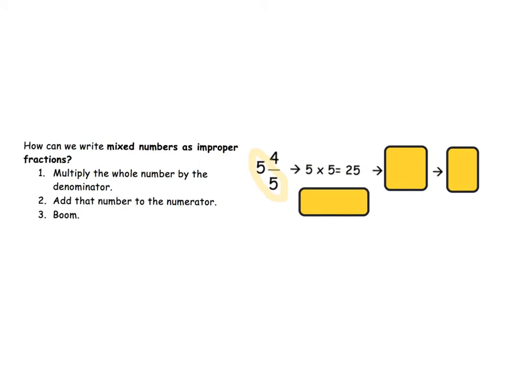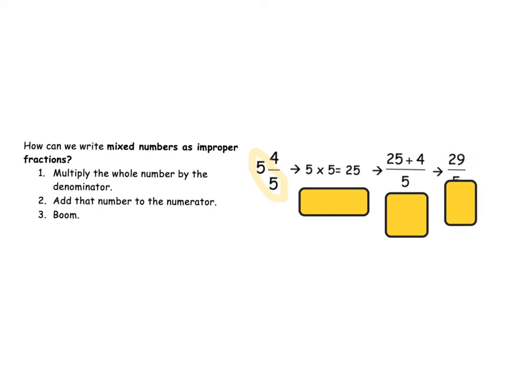Now what do we do with that 25? Well, we're going to add that 25 to the numerator. So that gives us 25 plus 4. Notice how we're still keeping this over the denominator. Now, 25 plus 4 gives us 29. 29 over 5. That is the mixed number as an improper fraction. We always keep it over the original denominator.